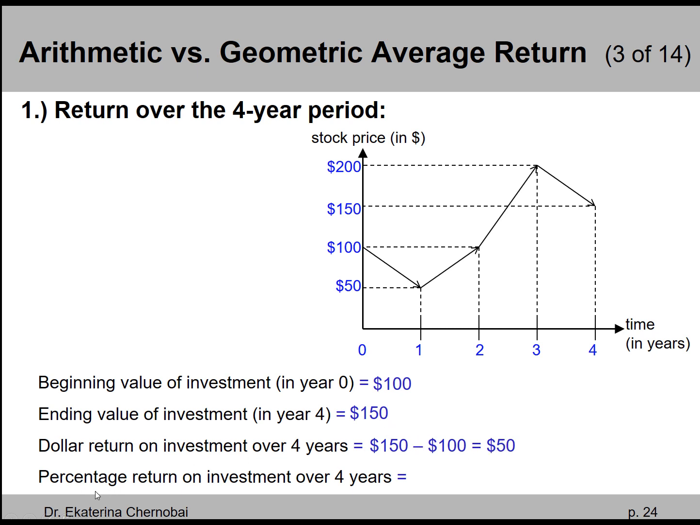What's the percentage return? Well, we take the $50 additional money and divide by our starting point, which is $100 at the beginning. $50 extra money earned divided by $100, the original amount invested, and we get a 50% return. So over the 4-year time period, that's a 50% gain, a 50% return on your money.